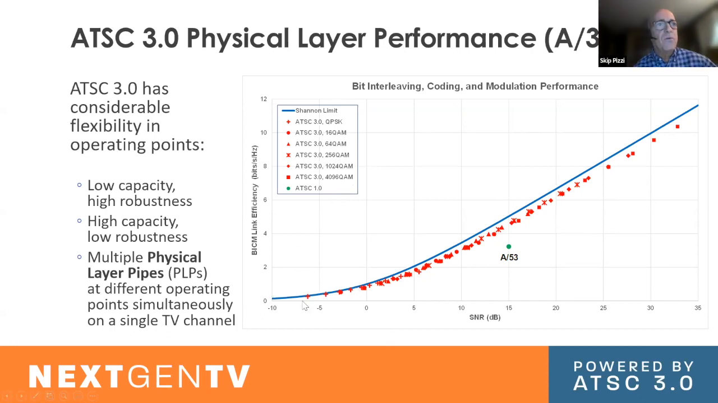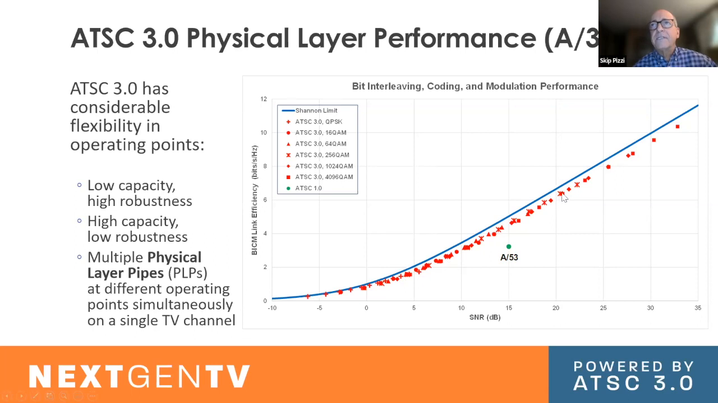And the other cool thing about 3.0's physical layer is that you don't have to pick one of these and put your entire set of contents that are on the channel in that one operating mode. You can have some content being delivered in this very robust low capacity mode, while you meanwhile send other content in the same channel as a multicast, a separate signal, but in this case under something called a separate physical layer pipe, which can have a whole separate set of modulation coding, or modcods as it's called, to allow it to be relatively higher capacity, but at a lower bandwidth.